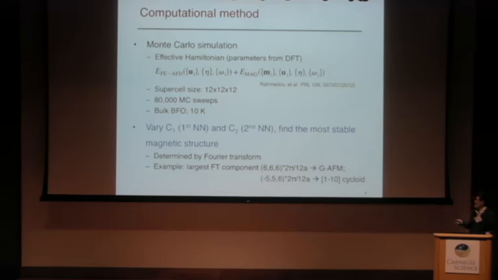And we use a supercell size of 12 by 12 by 12, and 80,000 MC sweeps for convergence. And we study bulk BFO at a temperature of 10 Kelvin. What we did is we varied C1 and C2, these two parameters, independently. C1 is for the first nearest neighbor, and C2 is for the second. For each pair of C1 and C2, we find the most stable magnetic structure, and this magnetic structure is determined by performing the Fourier transform.